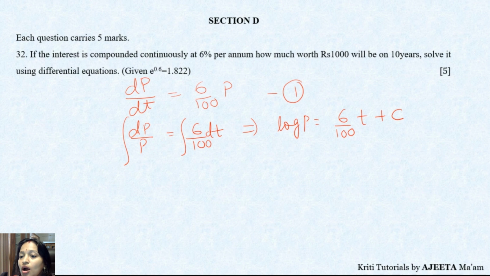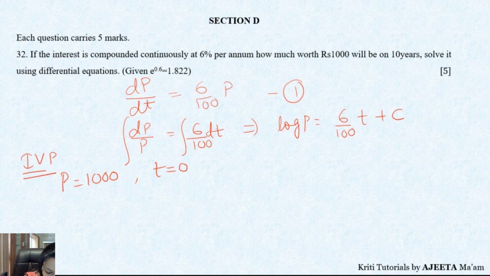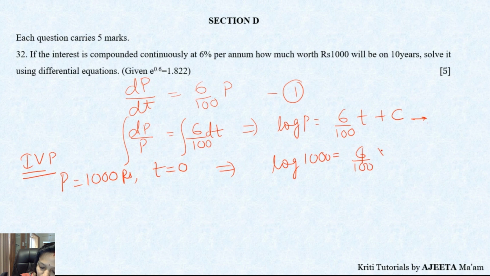Now what is given to you? 1000 rupees. Your money was 1000 rupees in the starting, when time was zero. So this is your initial value, correct? So it turns out to be an initial value problem. So P is 1000 rupees initially, and initially means when time is zero. So let's find C with this and put it in this equation. Now log 1000 is equal to 6 upon 100 times T, which is 0, plus C. So this whole term becomes 0. So what's your C? C is log 1000.